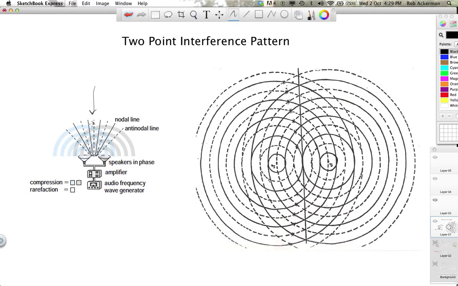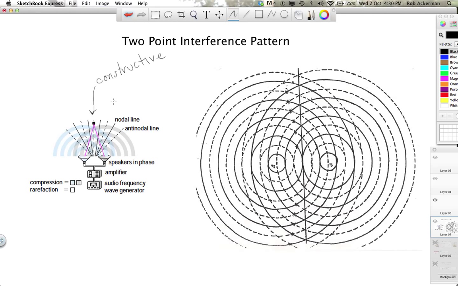If you think about it, at any point on the antinodal line, let's just try to imagine, waves have traveled from one source and the other source, and they have met. They've traveled the same distance, therefore they are in the same phase, and therefore what we get is known as constructive interference.